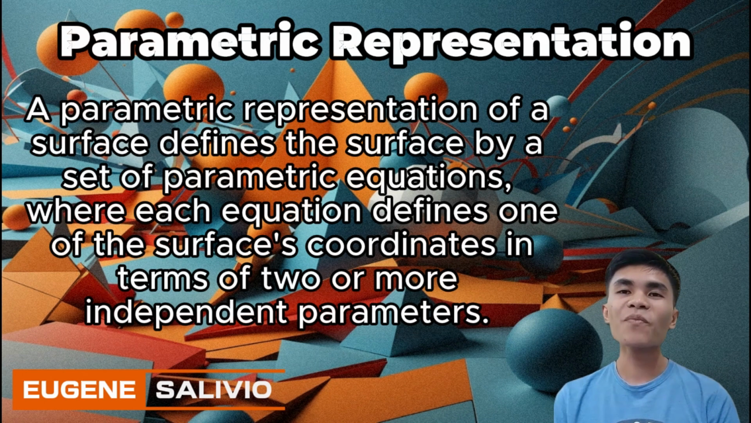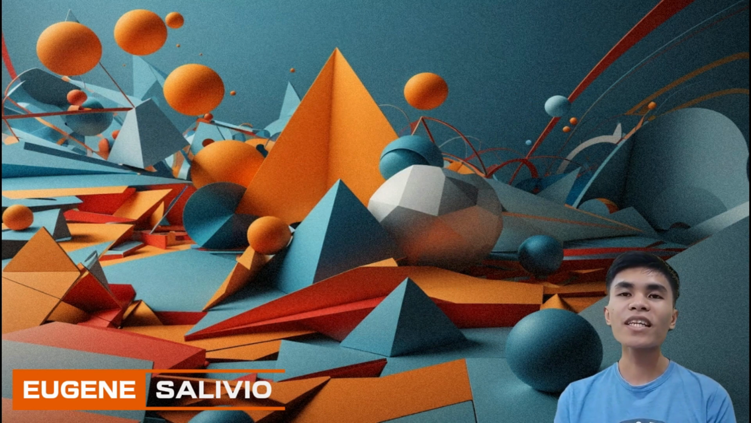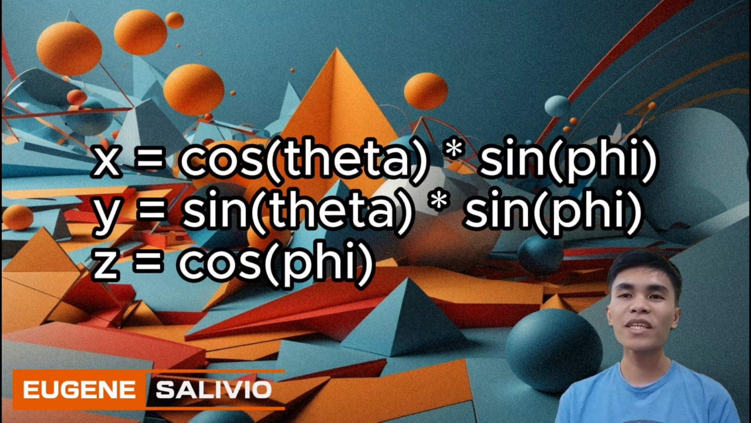Number 3, parametric representation. A parametric representation of a surface is similar to a parametric representation of a curve, but it defines 3 coordinates instead of 2. For example, the following parametric equations define the same sphere as the above explicit and implicit representations.